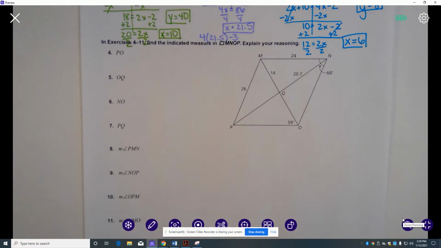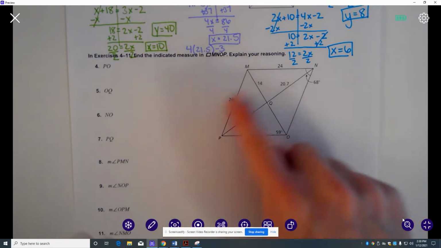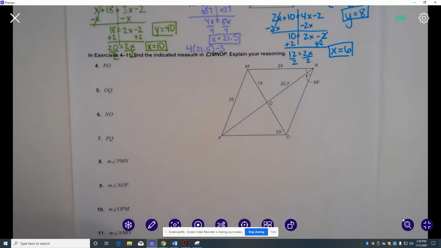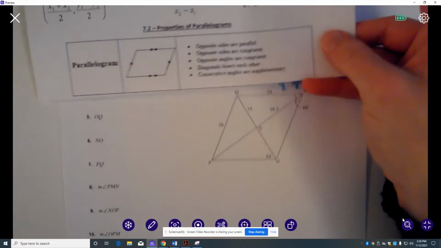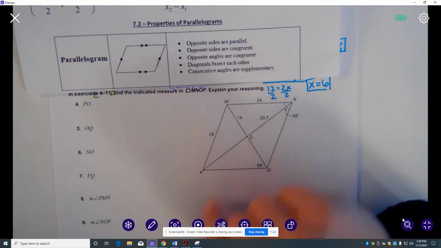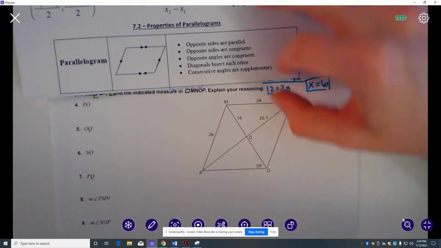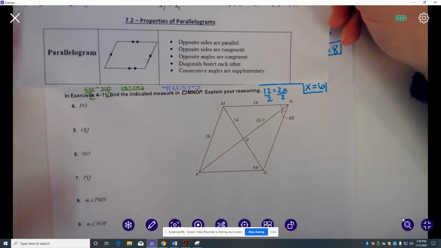In this video, we're going to cover the extra practice problems for lesson 7.2, number 4 through 11. We are on page 204. In 4 through 11, we're going to be using this figure to find different segment lengths and different angle measures. We're going to need to use the properties of parallelograms in order to help us find these measures. So I'm just going to go ahead and keep this handy for us because we'll be referencing it a lot.